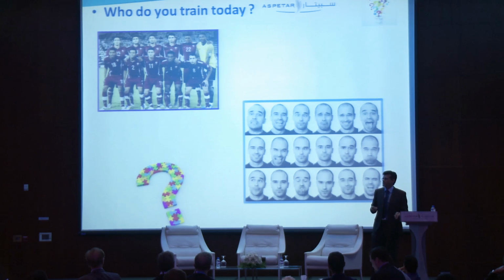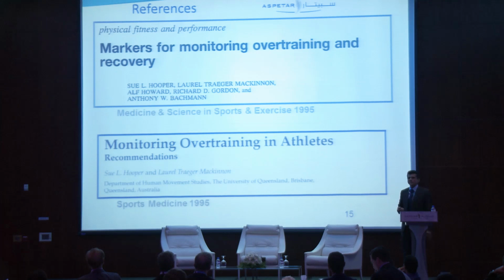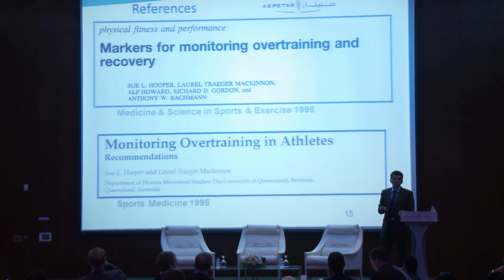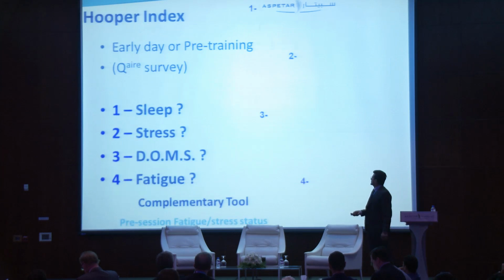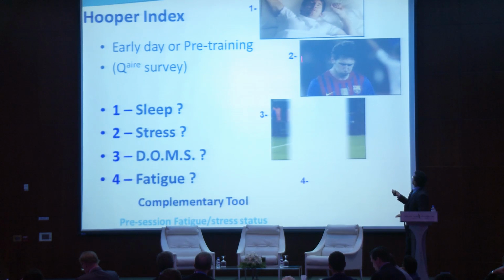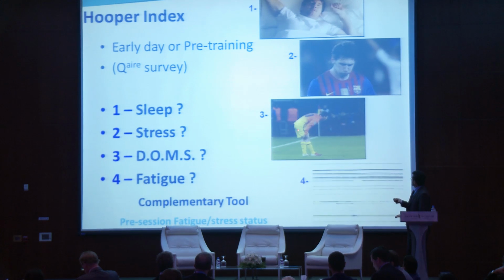But this is progressively changing thanks to all these methods. This tool has been published 20 years ago. Hooper and colleagues have published this, and fortunately, during these last 5 years, more and more teams are using this Hooper index. What is the Hooper index? It is all about 4 questions about your sleep, your stress, your DOMS, and your fatigue.